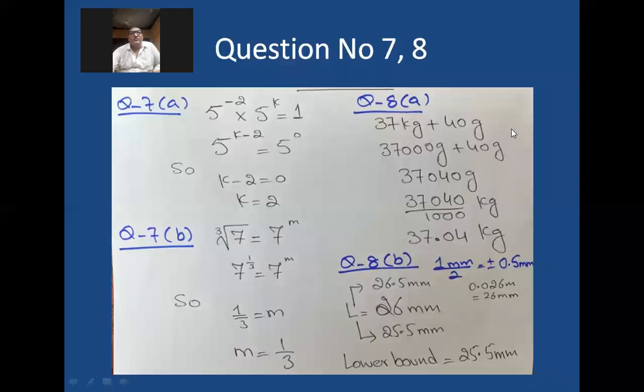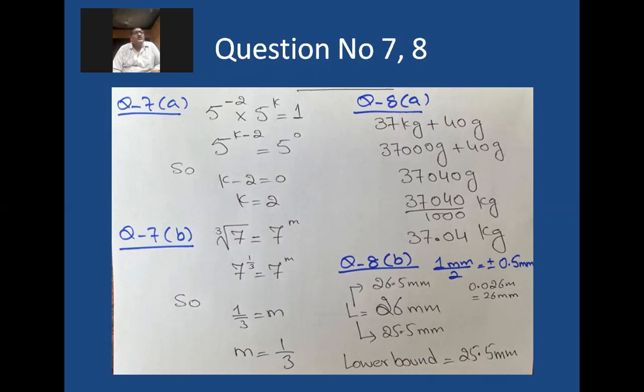I have done this question number 8, A part, 37 kg plus 40 gram. So I have converted to solve it easily. I have converted both the terms into grams. So 37 multiply 1000, it will be 37,000 grams plus 40 grams. So it will be 37,040 grams. Divided with 1000 to convert the grams into the kg. So the decimal will move 3 steps towards the left. So we will have the 37.04 kg. 37.04 kg is the answer.